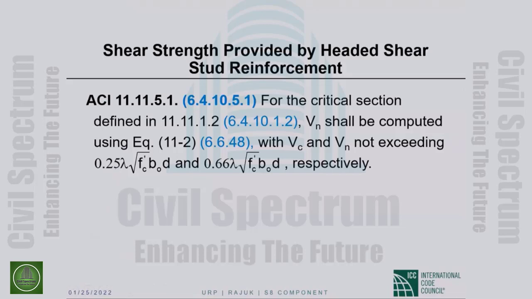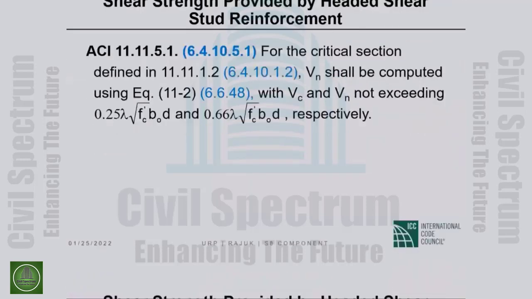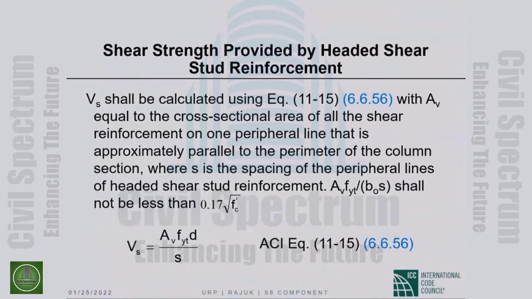When we use headed stud reinforcement, concrete is good for 3√f'c, 0.25 in your units, okay? 3√f'c, and the total now is up to 8√f'c. So the maximum shear that we can carry goes up from 6 to 8√f'c, from 0.5 to 0.66√f'c. So this is a huge advantage of the headed stud reinforcement, in addition to the ease of placement and so forth. This is so much easier and cleaner than the stirrups and things that we used to use.